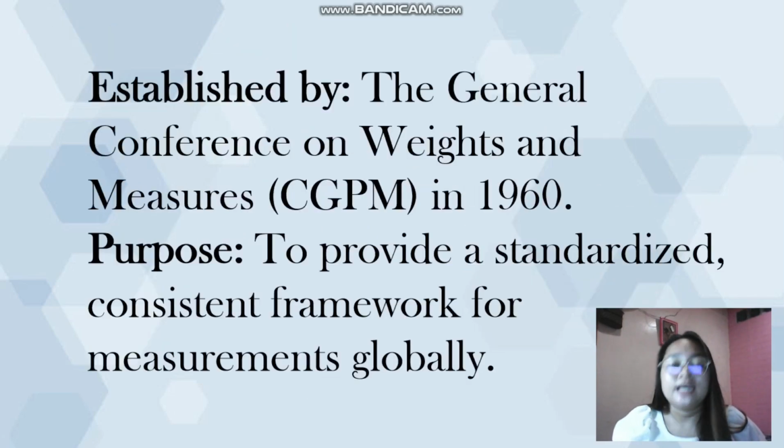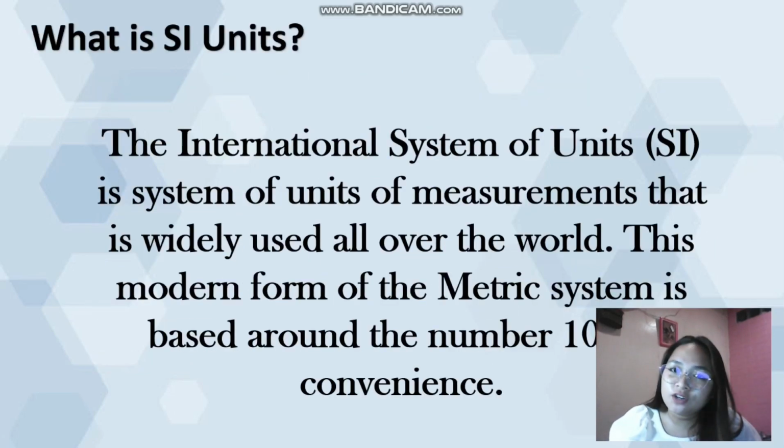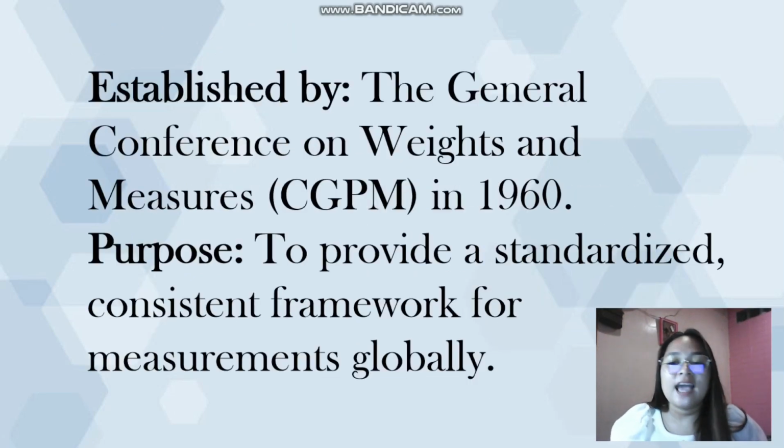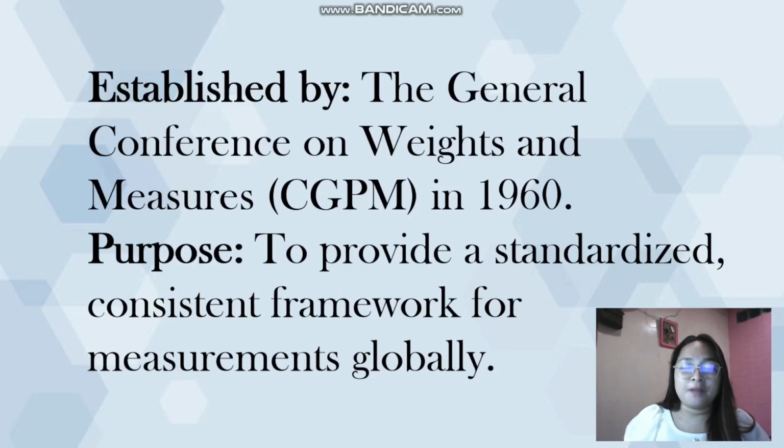problems, for example. Now let's know who established and what is the purpose of SI units. So the SI units were established by the General Conference on Weights and Measures in 1960. In what year were the SI units established? Correct, 1960. And the purpose of this is to provide a standardized, consistent framework for measurement globally, meaning no changes in the measurements all over the world.